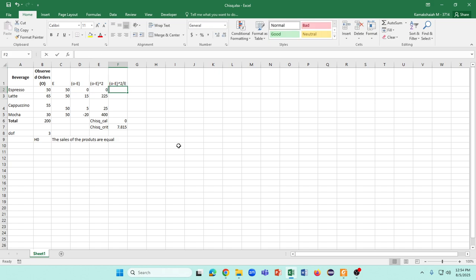Now finally we are going to divide this by E. So this is O minus E whole square divided by E. Now again fill down.